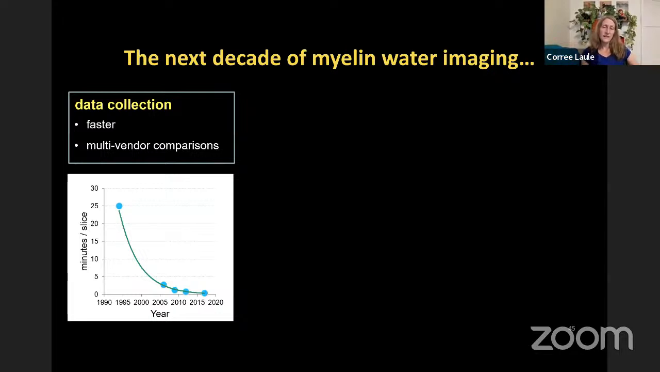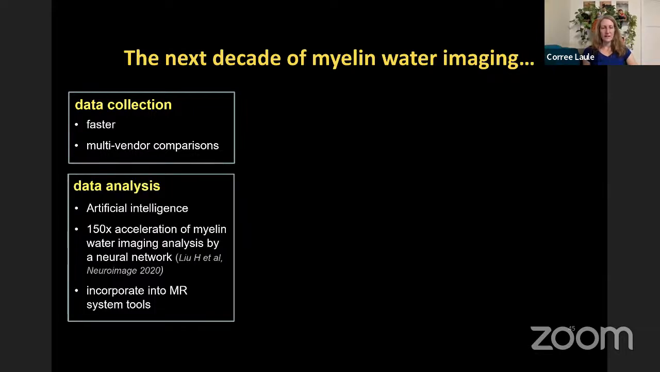And so just to finish off, looking at where this particular technique is going in the next decade, there's been lots of advances trying to collect the data faster. Multi-vendor comparisons are ongoing. This is a little graph that shows acquisition time. This technique was actually pioneered at UBC in the mid-90s, and at that point, it took over 25 minutes to collect a single slice of data. And now we can do a whole brain in 4 minutes using different techniques.